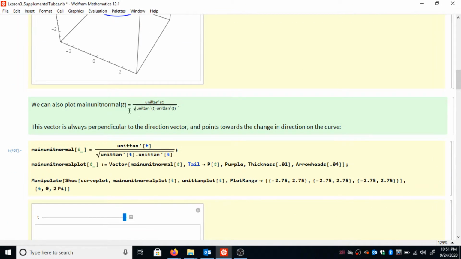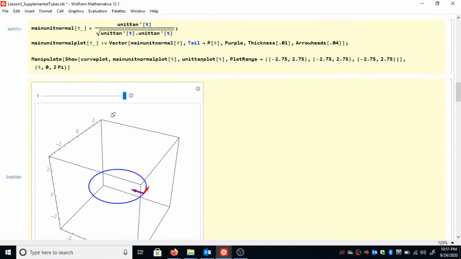Now if you want to throw in the main unit normal vector, that would be the derivative of the unit tangent vector divided by its own magnitude. And what's special about the main unit normal is that it's always perpendicular to this direction vector. So we could think of this vector as always pointing into the concavity of our curve, or we could think of it as always pointing towards the change in direction on our curve.